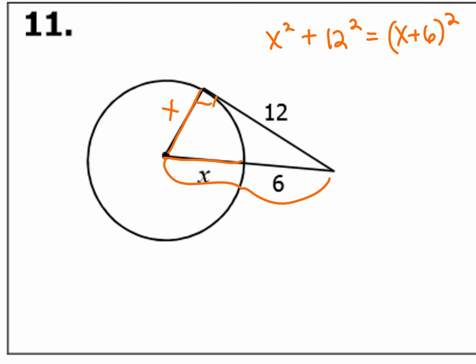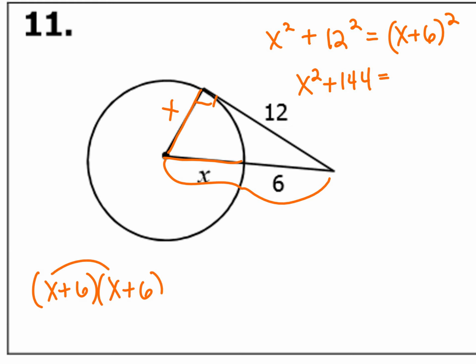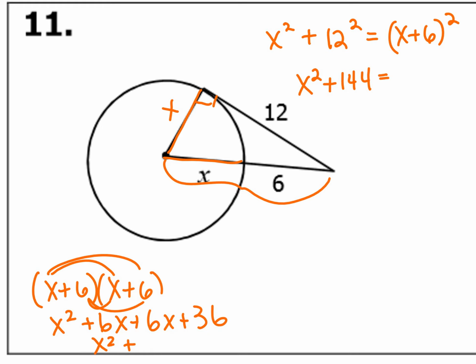All right, so we're going to have to do a little foiling right there, multiplying that out. So we have x squared plus 144 equals, so this is essentially, let me write it over here, x plus 6 times x plus 6. So we have x times x plus 6x plus 6x plus 36. x squared plus 12x plus 36 is this side.